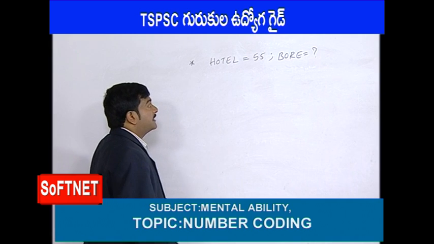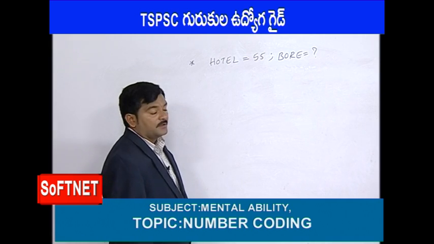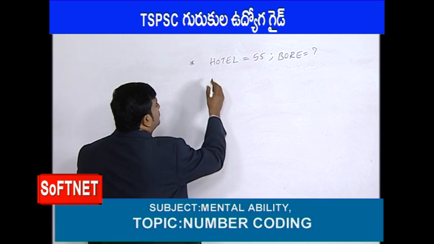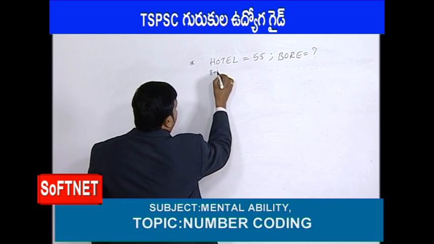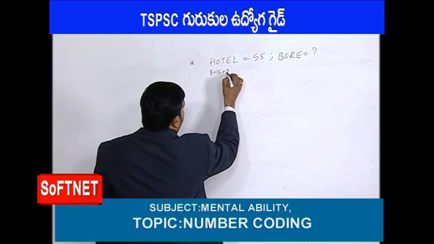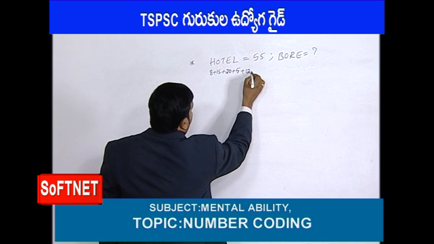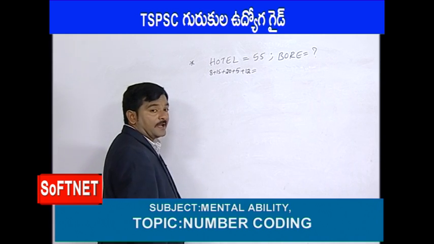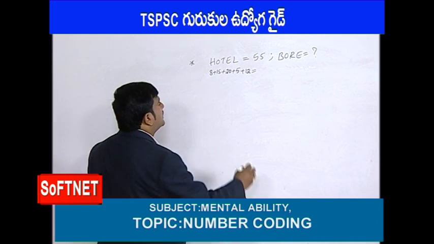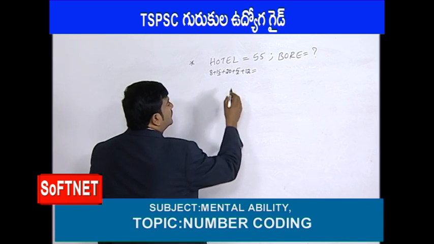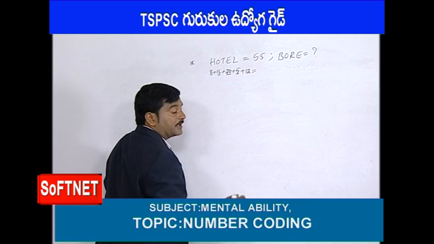See, we will see the answer right here itself. Hotel. First we will assign the corresponding numerical numbers. H means how much? 8. O means how much? 15. T means how much? 20. E means how much? 5. L means how much? 12. Add all these values. What we are getting? So simply 15 plus 5, 20. 20 plus 20, 40.